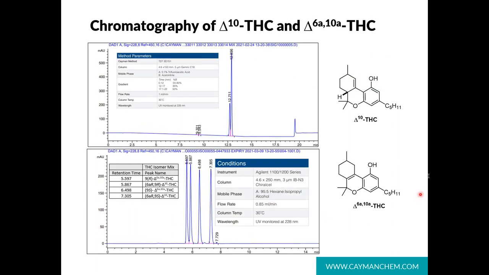The chromatography for the delta-10 and delta-6A-10A THCs can also be very complex. Under typical reverse phase HPLC conditions, the mixture of the four isomers is very difficult to resolve. We found that using a chiral stationary phase is necessary to resolve the two diastereomeric delta-10 THC compounds from the two enantiomeric delta-6A-10A THCs. We're currently preparing an application note highlighting these findings. I want to now shift our attention to the reactions of cannabidiol.